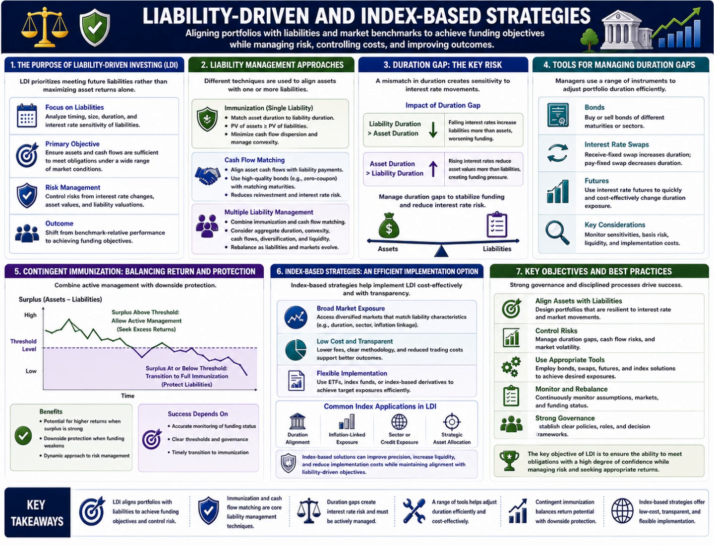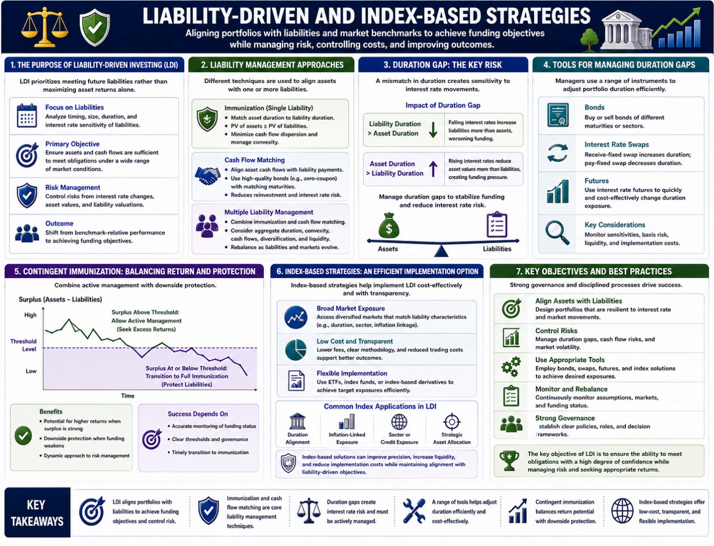Under this approach, the institution initially holds assets in excess of the amount required to immunize liabilities. As long as this surplus remains above a predetermined threshold, managers may actively pursue excess returns through tactical investment decisions. If the surplus declines to a critical level, the portfolio transitions to a fully immunized structure to protect the ability to meet liabilities. This strategy offers the potential for enhanced returns while preserving downside protection. However, success depends on accurate monitoring of funding status and timely implementation of immunization measures when funding conditions deteriorate.